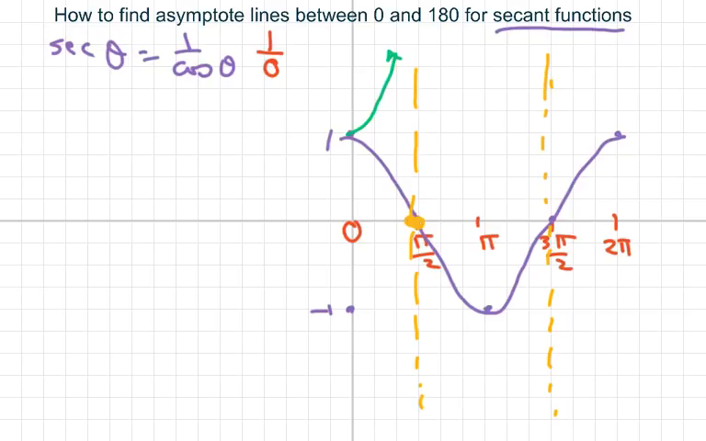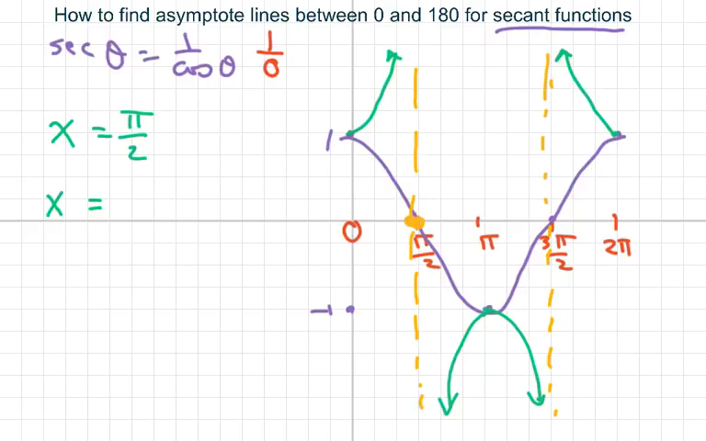You should be already familiar with the secant graph, but you really don't need it to answer this question. All you need to know is what the lines of secant are. That is the asymptote lines. So for secant, the asymptote lines are x equals pi over 2 and x equals 3 pi over 2.